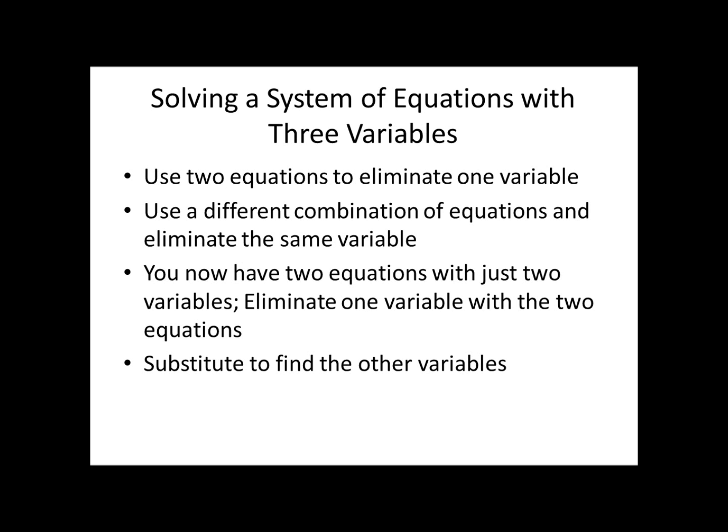Now, solving a system of equations with 3 variables is going to be a lot like the elimination process that we did with 2 variables. But we're going to start by choosing 2 equations to eliminate 1 variable. So we'll choose a variable that we can eliminate easily with 2 equations. Then we'll use a different combination of equations to eliminate that same variable. So we have to eliminate the same variable twice with 2 different sets of equations. You'll then have 2 equations with just 2 variables. We'll eliminate 1 variable with those 2 equations.